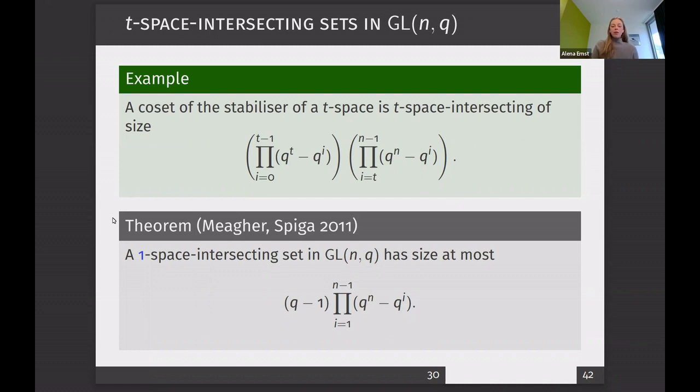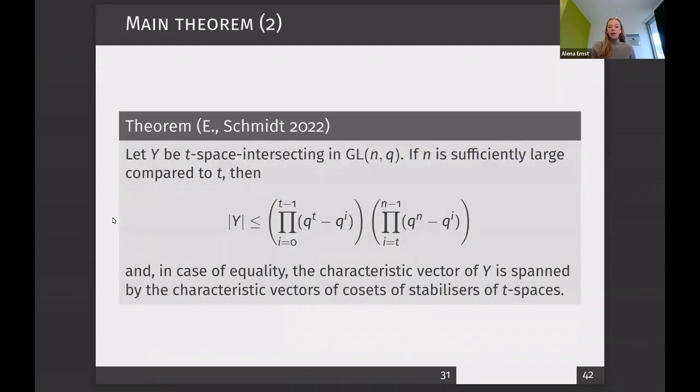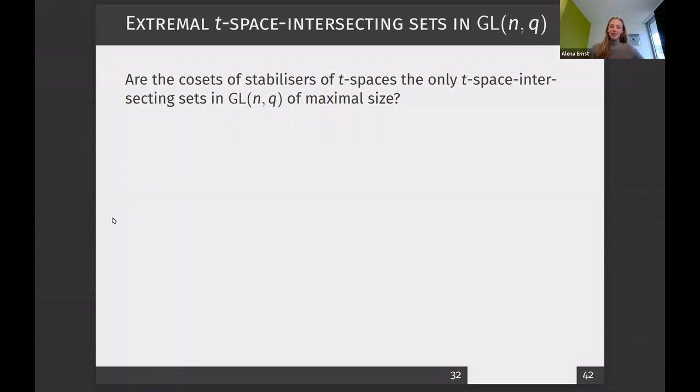Okay. So we came to the following result, namely having a t-space intersecting set in the finite general linear group. If n is sufficiently large compared to t, then the size of this t-space intersecting set is bounded by the size of a stabilizer of a t-space. And in case of equality, the characteristic vector of this intersecting set is spanned by the characteristic vectors of cosets of stabilizers of t-spaces. Okay, but the question that is unanswered so far is whether the cosets of the stabilizers of t-spaces also give us the only t-space intersecting sets of maximal size.